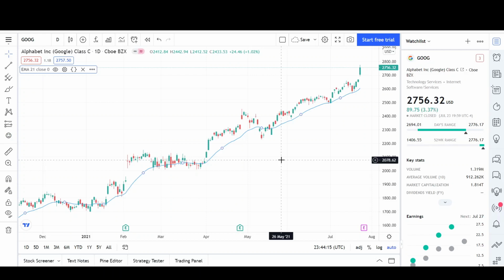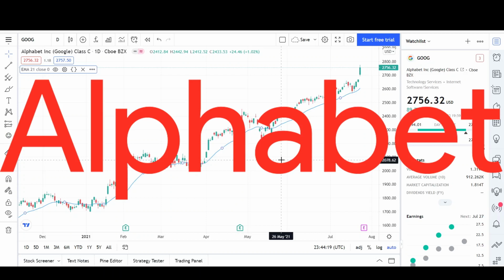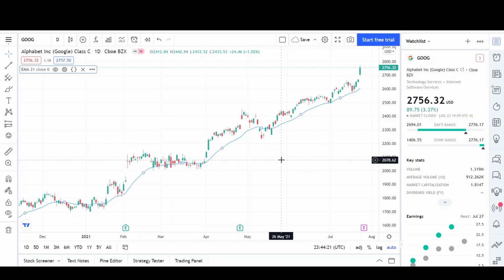This is Vee Trades, and today I'll be doing a technical analysis breakdown for Alphabet. Alphabet is the parent company of Google.